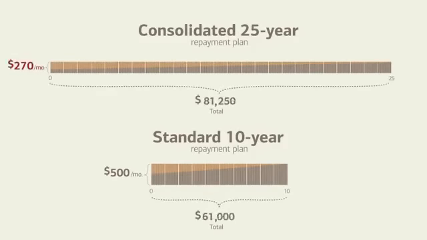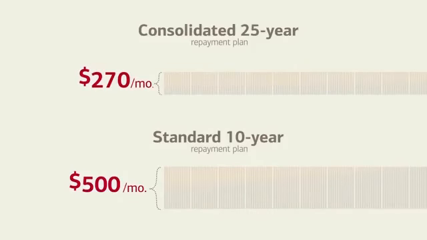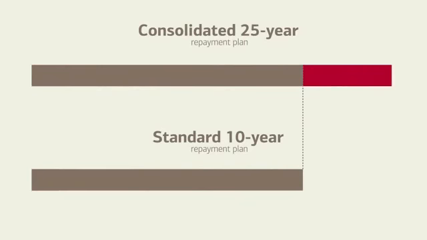But paying $270 per month for 25 years means you'll be paying a total of about $81,250 over the life of your loan. Subtract your original $50,000, and you'll see you're paying over $31,000 in interest, compared to the $11,000 you'd pay on a standard 10-year plan. So while simpler and lower monthly payments might give you some relief in the present, the trade-off is that it can cost you a lot more over time.